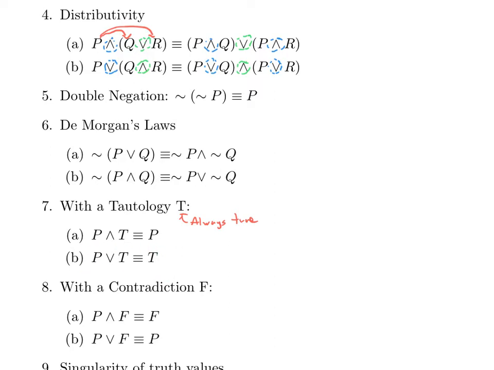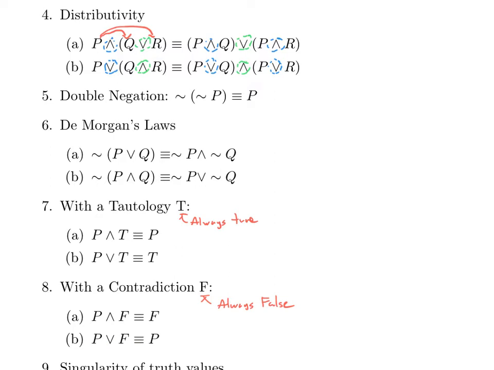We can play the same game with a contradiction. If we have something that is always false, remember contradictions here are always false, and any statement AND something that's always false, there's no way for this AND statement to be true. There's no way for both bits to be true because this bit is always false. So that's logically equivalent to something that's always false. It's logically equivalent to a contradiction.